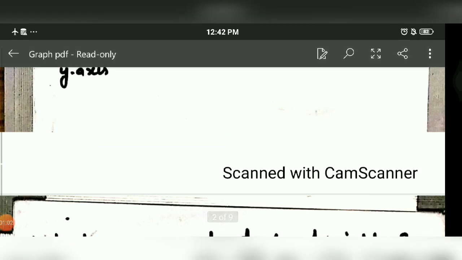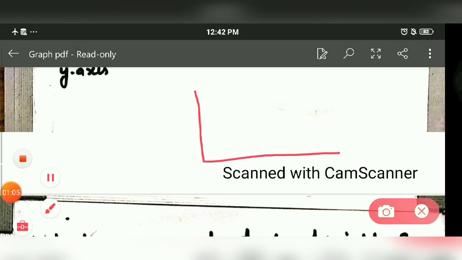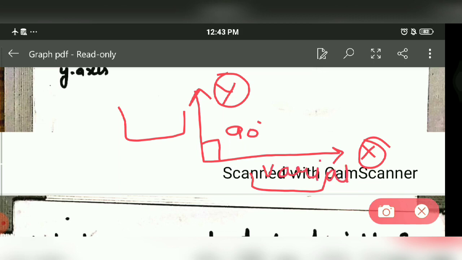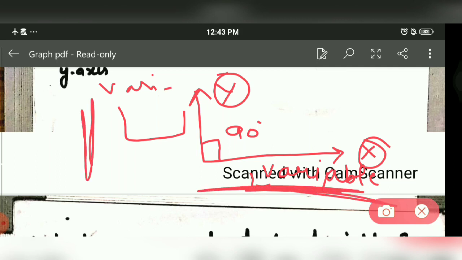Suppose we have taken two axes here, x-axis and y-axis, and all the axes x, y, and z are always orthogonal to each other. What is the meaning of orthogonal? It means 90 degree to each other. So axes are always orthogonal or mutually perpendicular to each other. Along the x-axis we have to take a variable quantity, and along the y-axis again we have to take a variable quantity. But which variable quantity along this and which along this, that we will describe here.